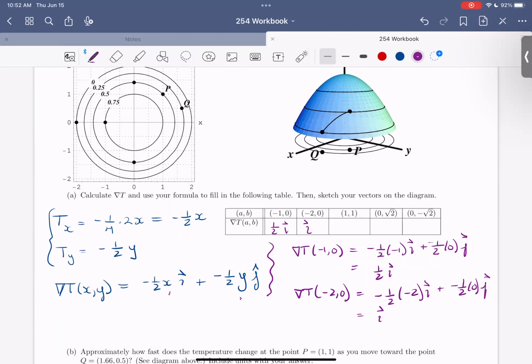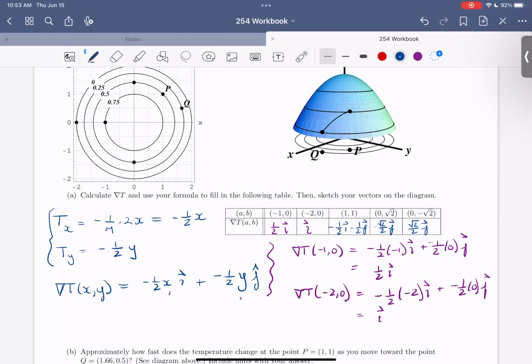And when you're ready, we can go ahead and compare our answers. All right, so we plug in 1, we should be getting -1/2 i minus 1/2 j. 0, root 2 should be no i, but -√2/2 j. And then when we plug in 0, negative root 2, we should be getting positive √2/2 j.